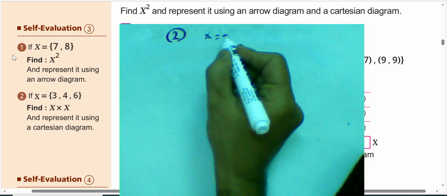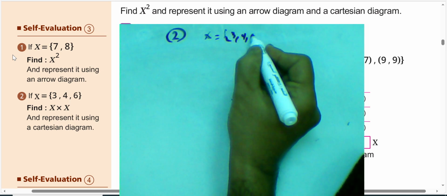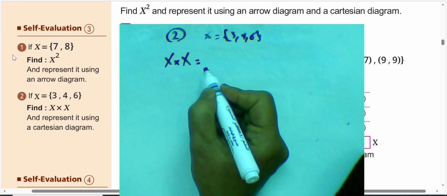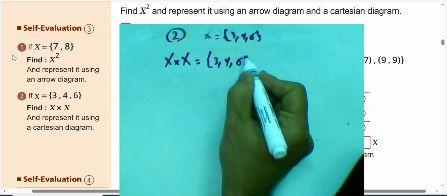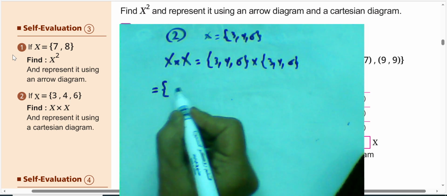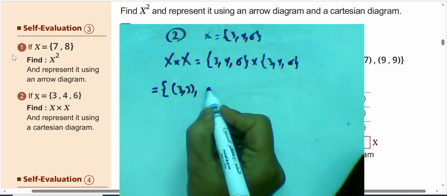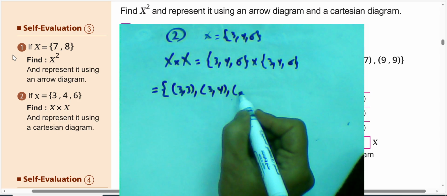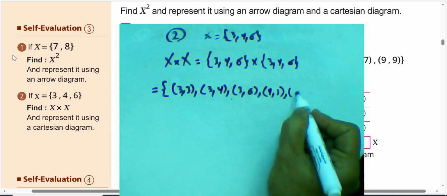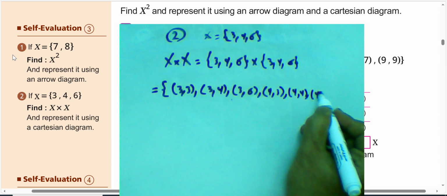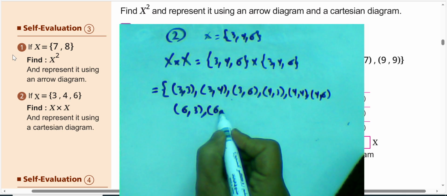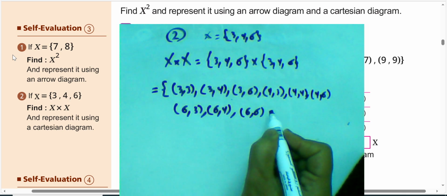We have X equal to {3, 4, 6}. We want to find X Cartesian product by X: {3, 4, 6} Cartesian product by the same {3, 4, 6}. 3 with 3, 3 with 4, and 3 with 6. 4 with 3, 4 with 4, 4 with 6, and 6 with 3, 6 with 4, and 6 with 6.